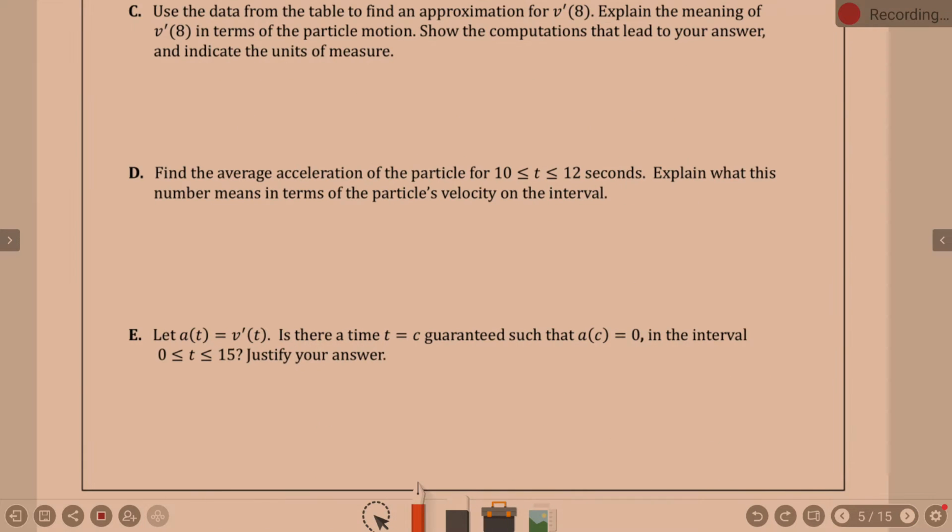Okay. C. Use the data from the table to find an approximation for the derivative of velocity at 8. Explain the meaning of v prime of 8 in terms of the particle motion. Show the computations that lead to your answer and indicate the units of measure. So, how do we find v prime of 8 here? What do we have to use?